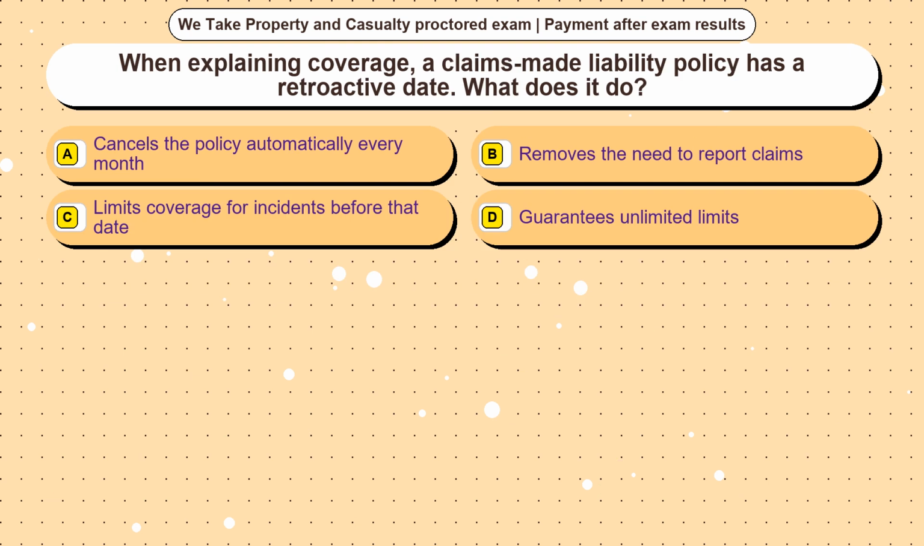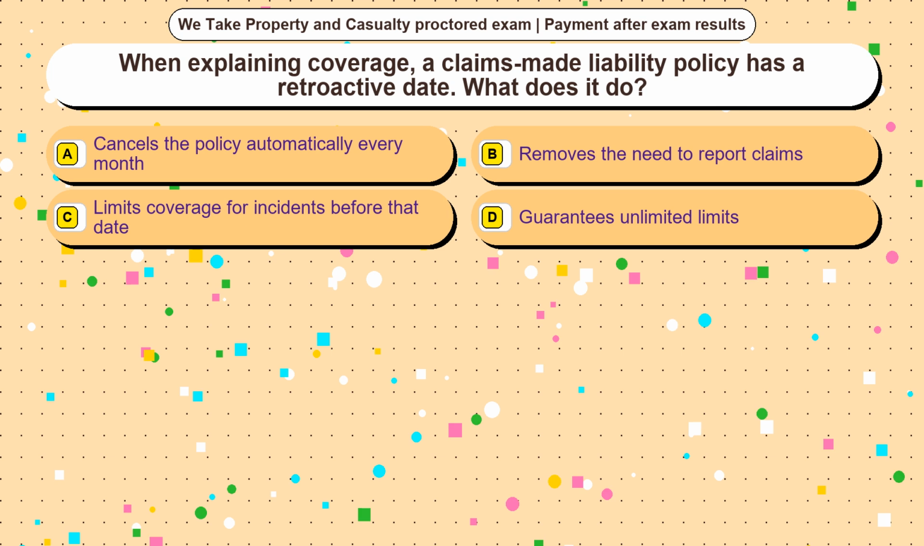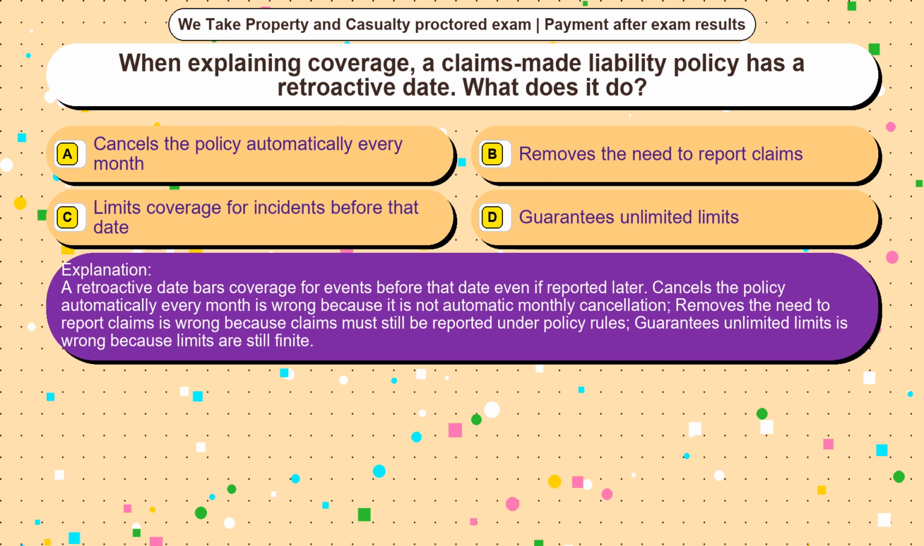Question 19. When explaining coverage, a claims-made liability policy has a retroactive date. What does it do? Option A, cancels the policy automatically every month. Option B, removes the need to report claims. Option C, limits coverage for incidents before that date. Option D, guarantees unlimited limits. The correct answer is option C. A retroactive date bars coverage for events before that date even if reported later.